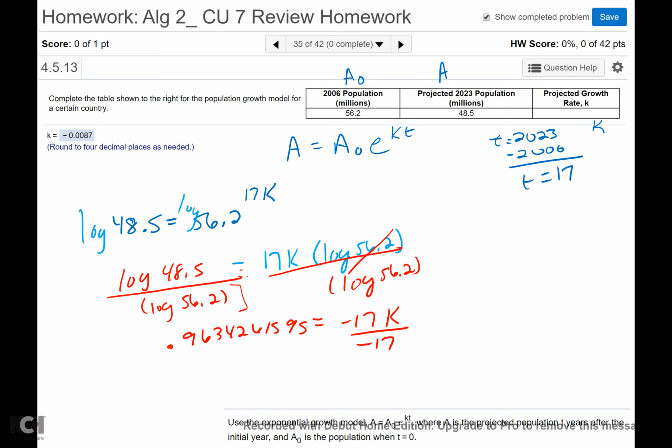Why is that negative? It's not negative, it's an equal sign. So now divide by 17. What am I doing wrong?